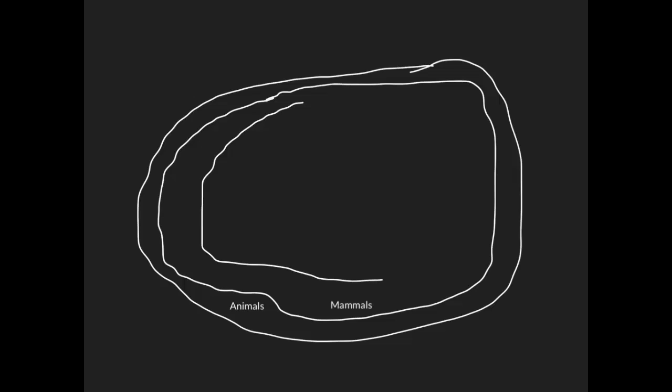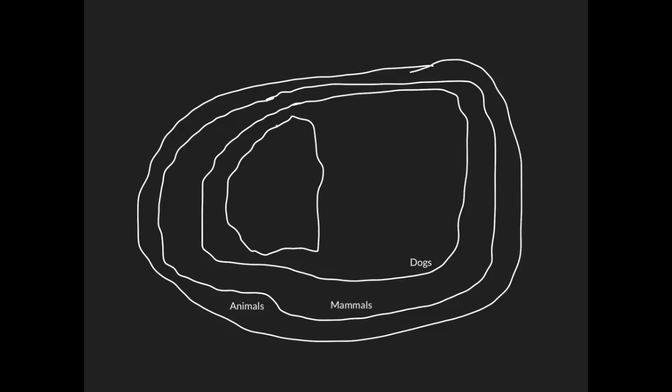So, we have animals and mammals. Some mammals are dogs. Now, within dogs, we have different breeds. Some dogs are Labrador retrievers, and some dogs are Yorkies.